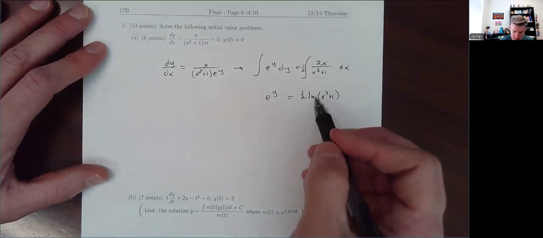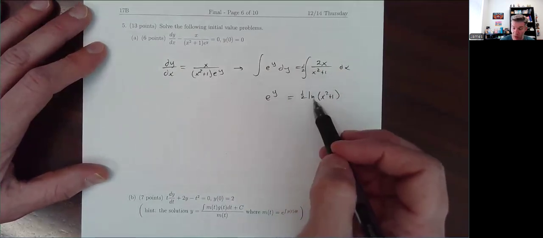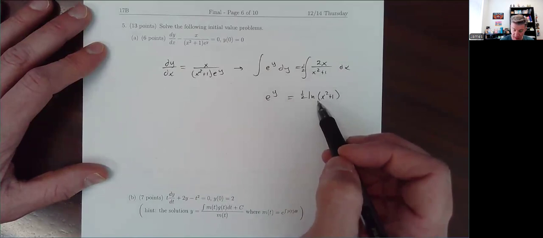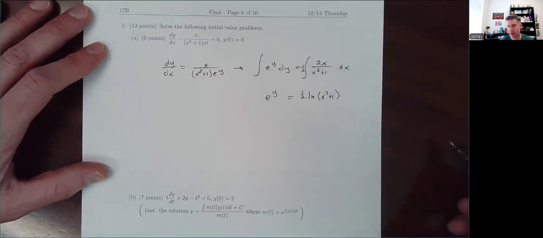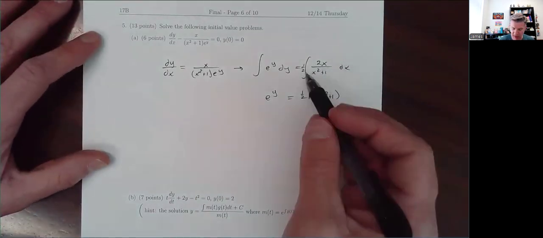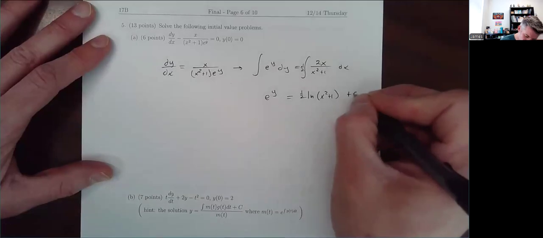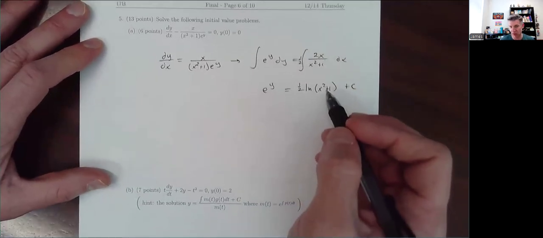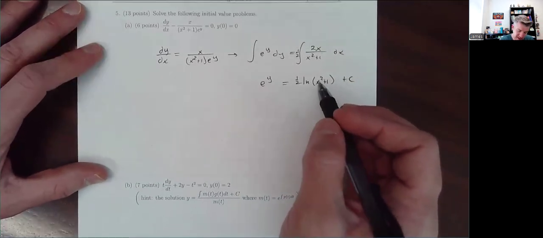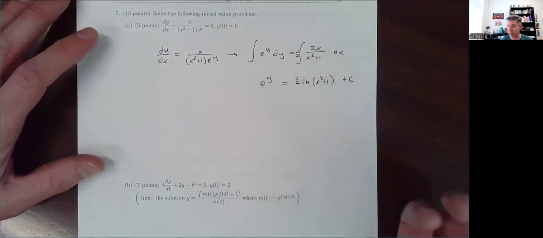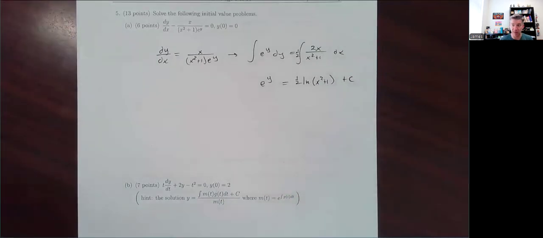So that now the 1/2 sticks around, and the derivative of the natural log of x squared plus 1 is exactly 2x over x squared plus 1. You don't really need to write the 2 and the 1/2 there, but you can if you want. And then plus c. The reason I don't need the absolute value here is that x squared plus 1 is already always positive, so the absolute value doesn't need to be there.